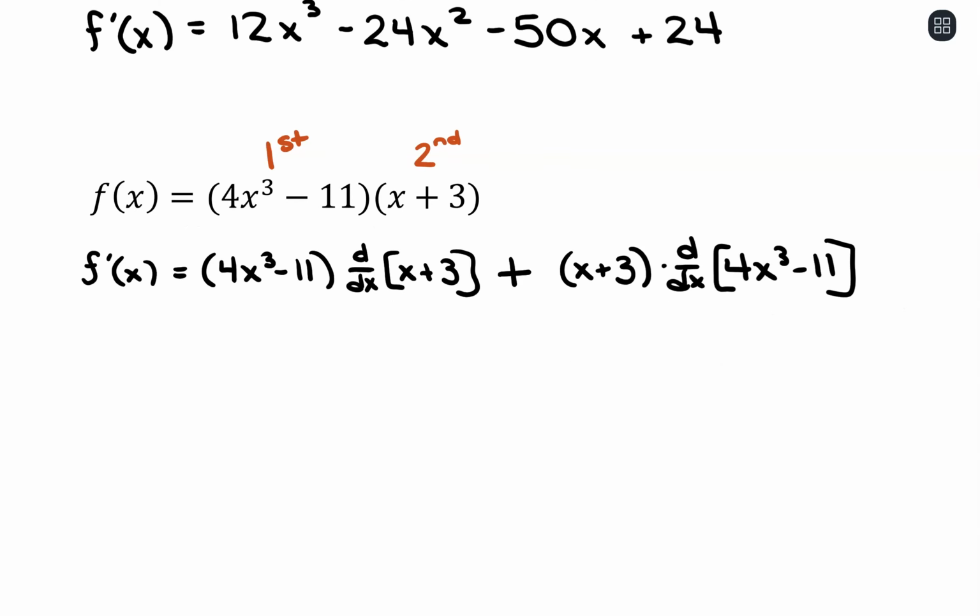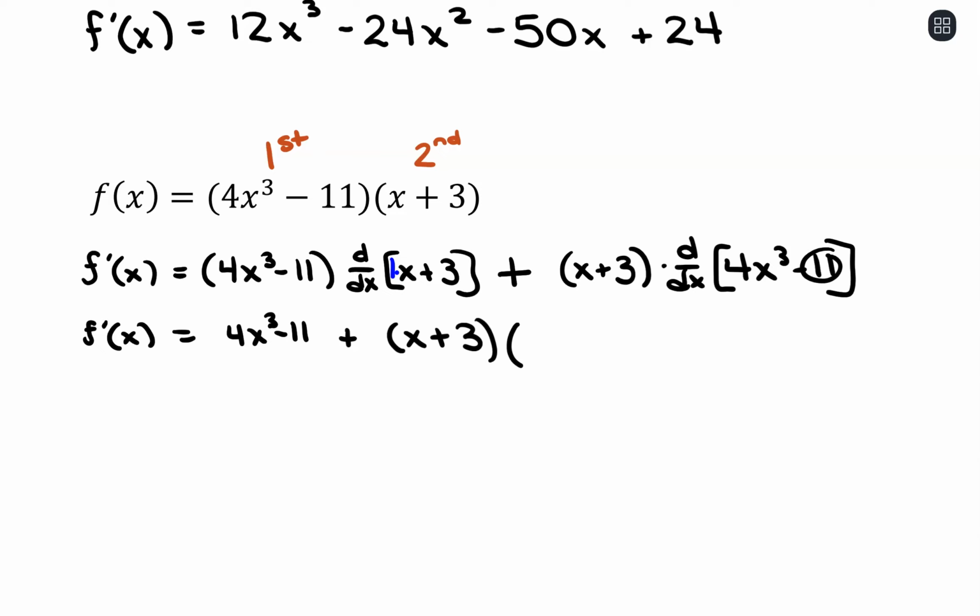this one should be fairly nice. So we're keeping that 4x cubed minus 11. Derivative of x plus 3 is just going to leave us with a 1. Again, that's linear, and you could think of it as like a 1 times x. So that's just going to turn into 1, and multiplying by 1, that's just going to leave us with the 4x cubed minus 11. Oh, that's nice. Okay. Plus, and then we have x plus 3 times the derivative of 4x cubed minus 11.